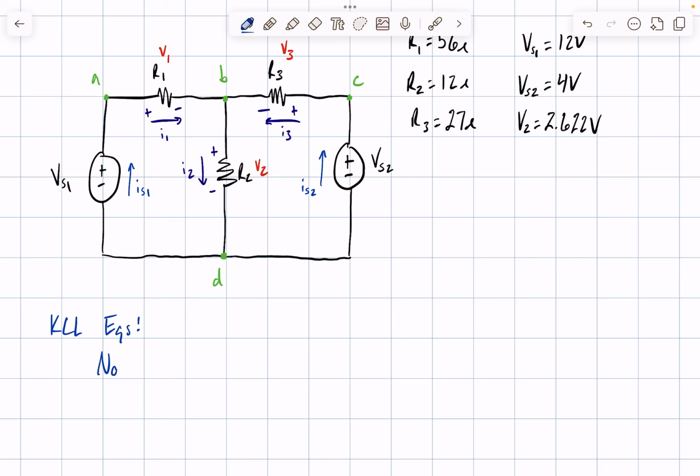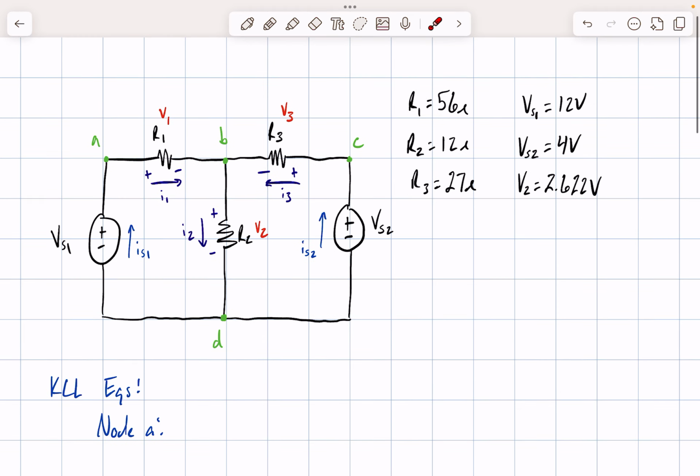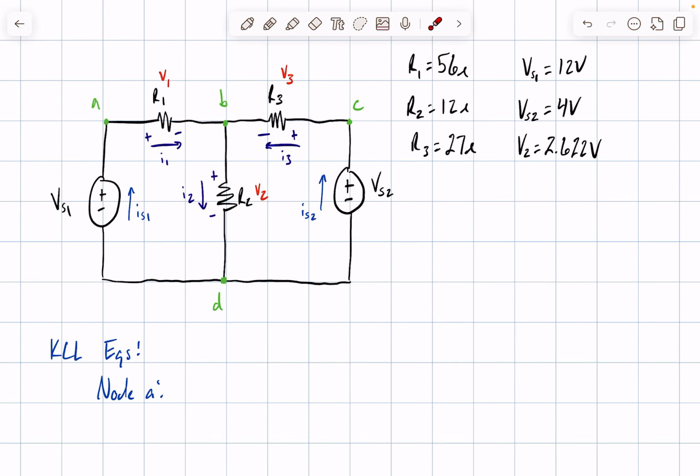For node A, all we need to do is look at what currents go into the node and what currents leave the node, because we know that KCL is current in equals current out. Using this equation, we can see that only one current goes into node A, which is IS1, and only one current leaves node A, which is I1. So we can say IS1 is equal to I1.